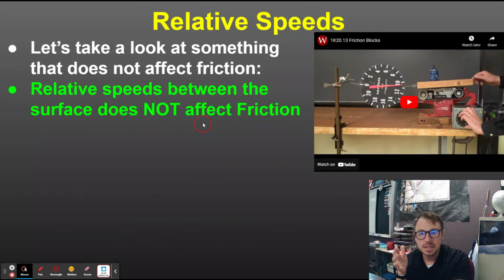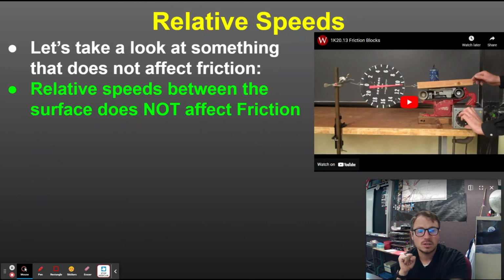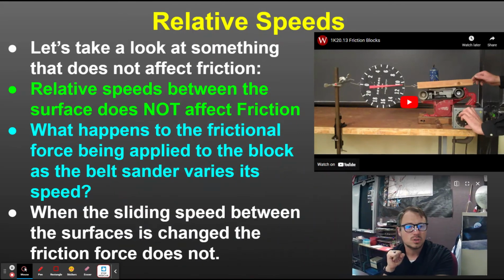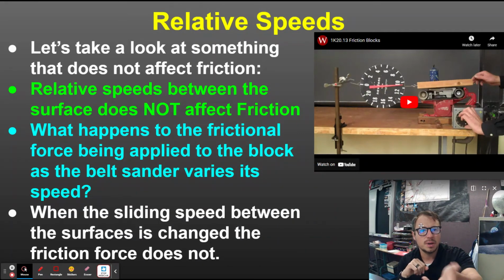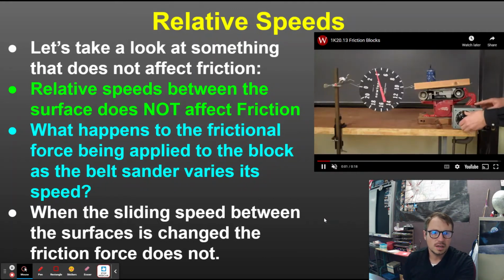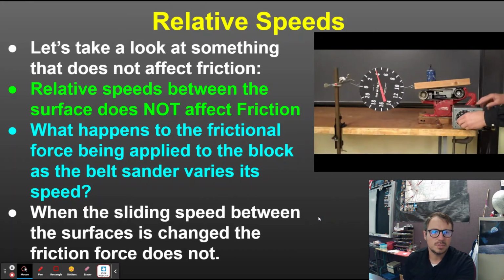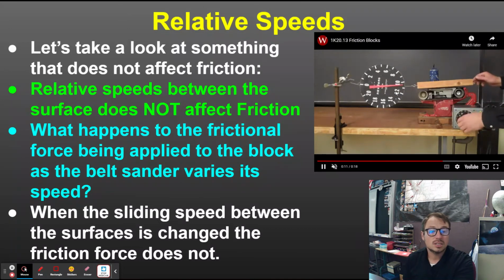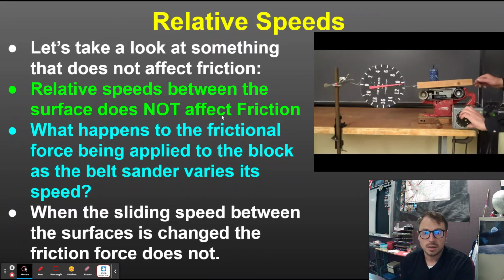Now, the relative speeds between those surfaces do not affect friction. So let's just take a look at this video clip, and you'll see this person has a belt sander, and they increase it, and once it gets settled, you'll be able to see that the friction is going to be about the same, whether they speed it up or slow it down, right? So you'll see that they'll speed it up, lower it, speed it up, lower it, but notice that frictional force is still the same.